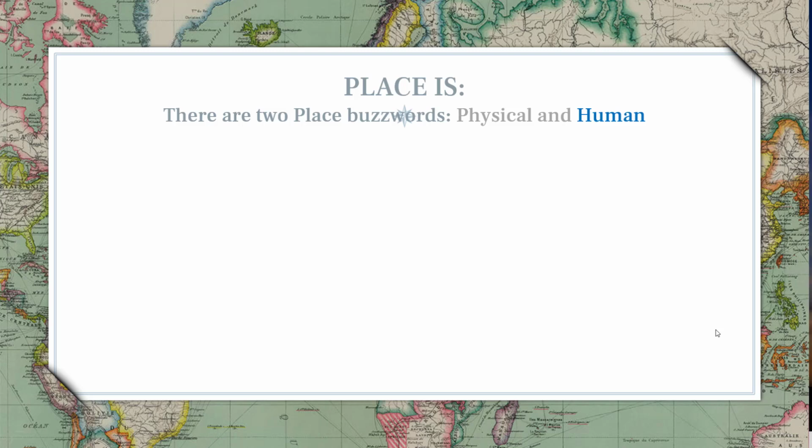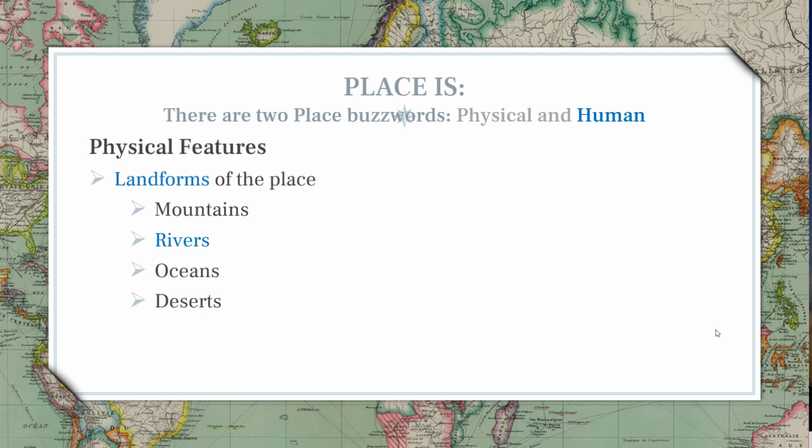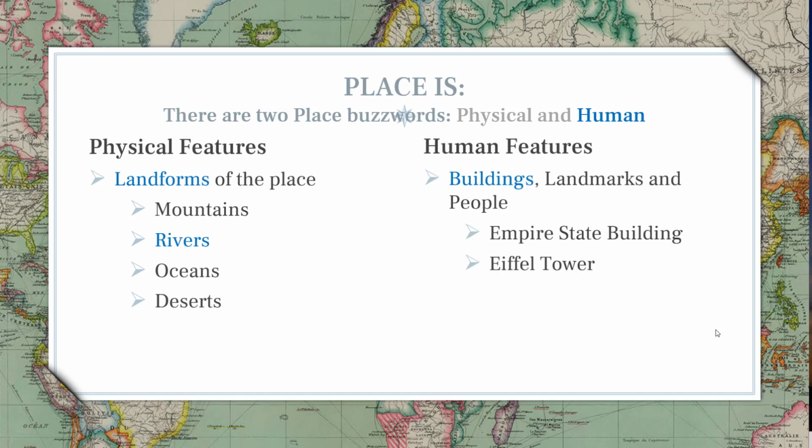All right, so our last letter in Mr. Help is P for place. Now there are two place buzzwords, physical and human. So physical features, we're going to talk a lot about this year. They are things like landforms. Mountains, rivers, oceans, and deserts are all landforms. But human features can be man-made or human-made things like buildings, landmarks, people. We're going to come back to people in a minute. That's part of the human thing.